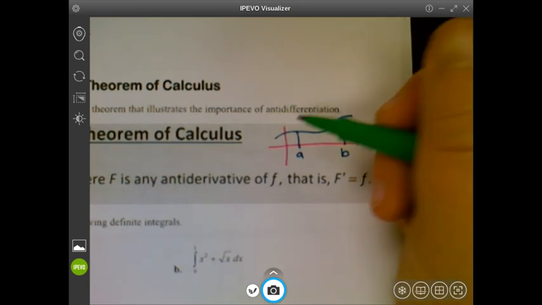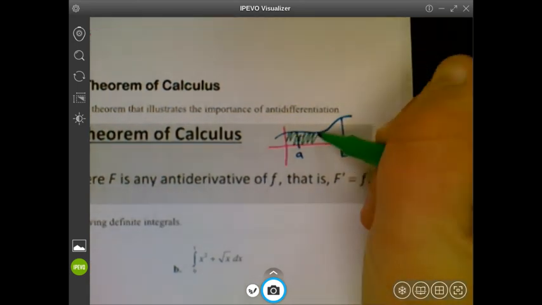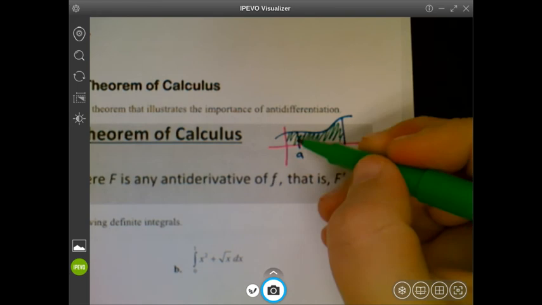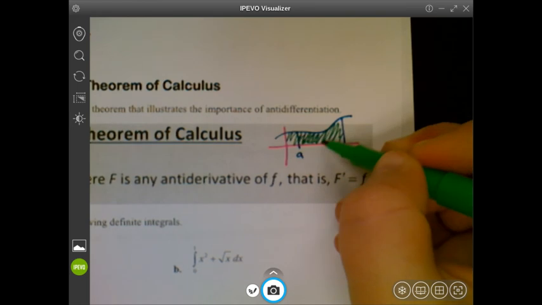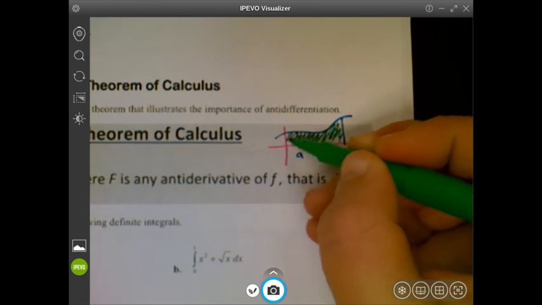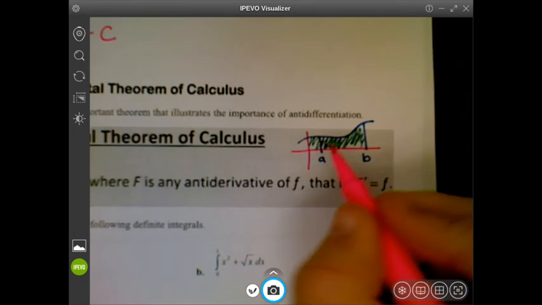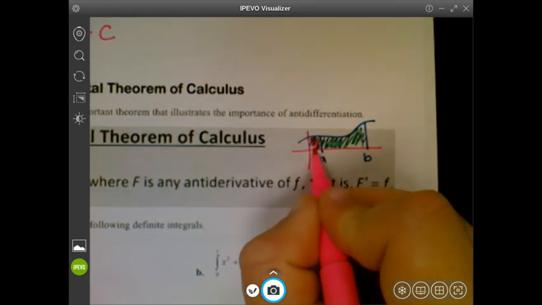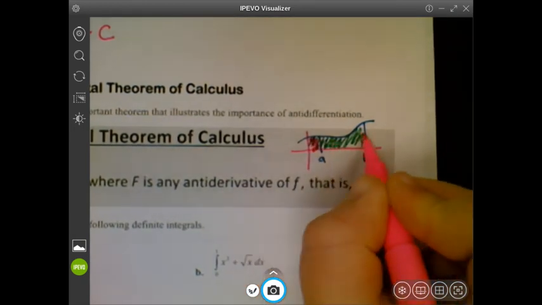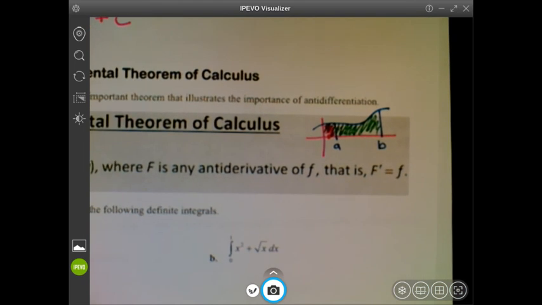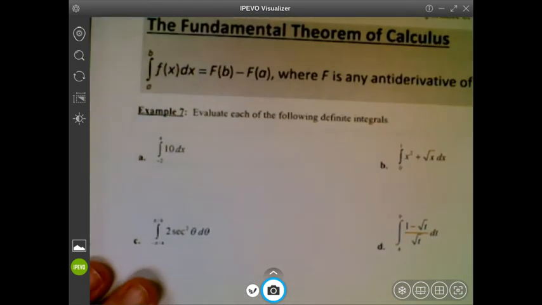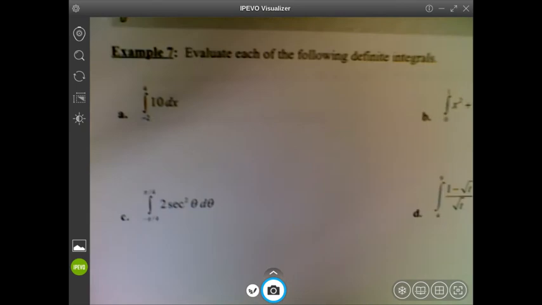When you find capital F of b, you're finding all of this area here, which is the area that you're looking for plus a little extra, right? Plus this little extra piece from a 0 to a. And so when we subtract the f of a, we're subtracting off this space, that area, which will just leave us the area underneath.